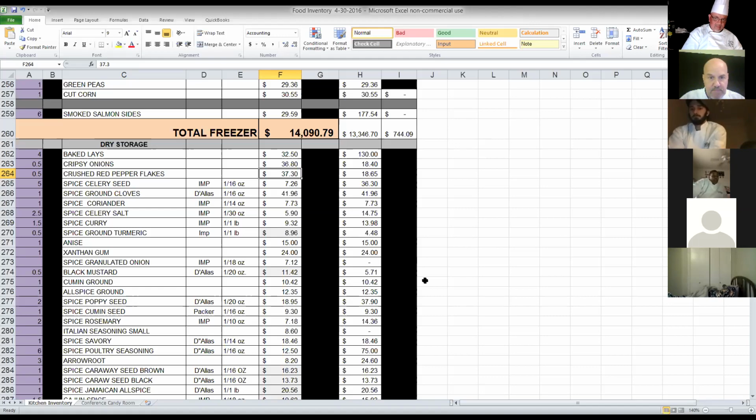Okay. Sorry. No, because I put it in there and I did everything and it's telling me that I would need to sell it at $13.75 to get a 30% food cost. Now what? At $13.75? My chicken wings.